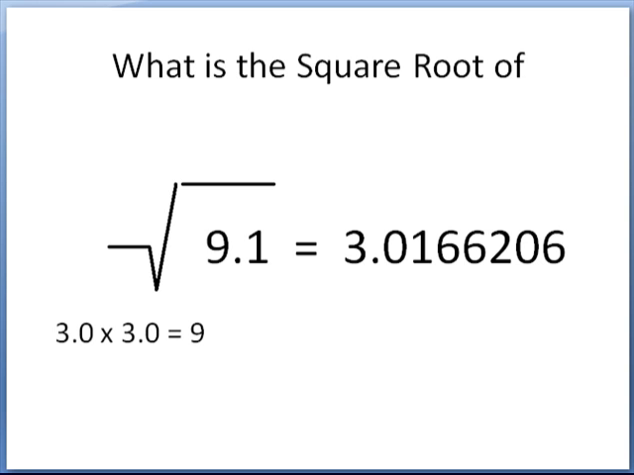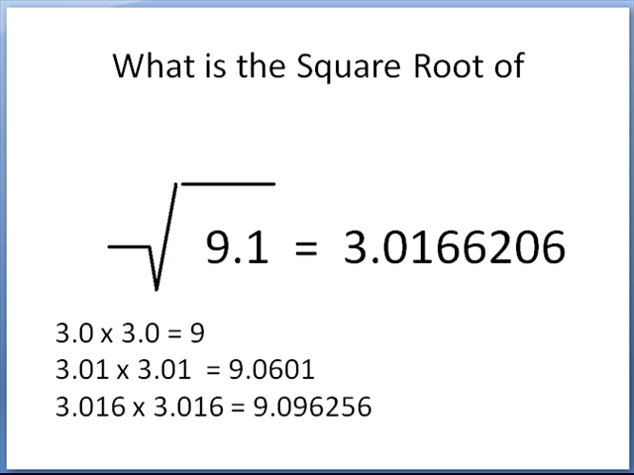What if we went to 2 decimal places? 3.01 times 3.01. Well, the answer of that would be 9.0601. That, again, is not 9.1. What if we were to go to 3 decimal places? 3.016 times 3.016. That'd be 9.096256. Still very close to 9.1, but not 9.1.